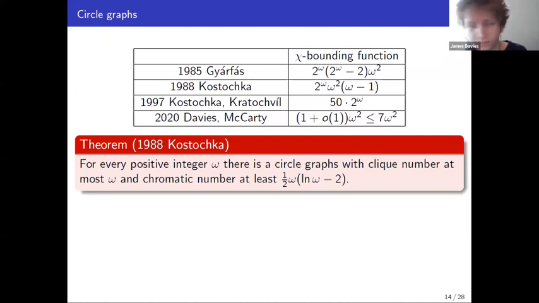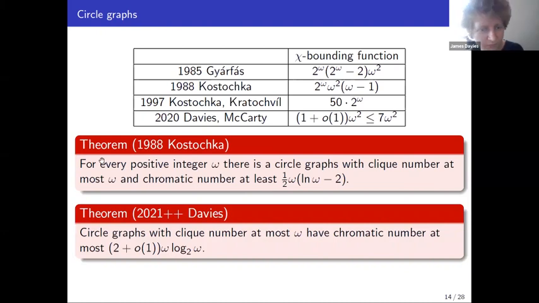So one result I'm happy to be able to talk a bit about today is that I've been able to improve this quadratic bound and get very close to its lower bound, so within a small constant factor. So I can prove that circle graphs with clique number ω have chromatic number at most about just over 2 times ω log ω, where this time our logs are in base 2.